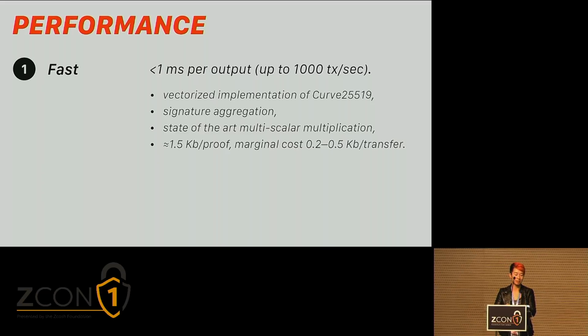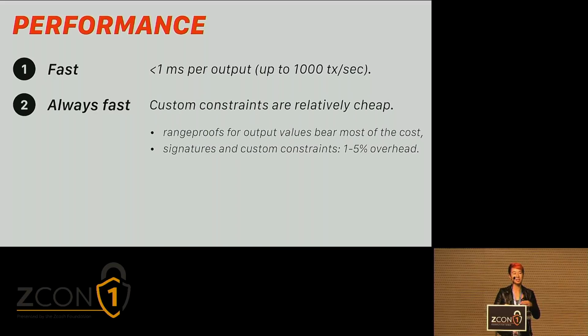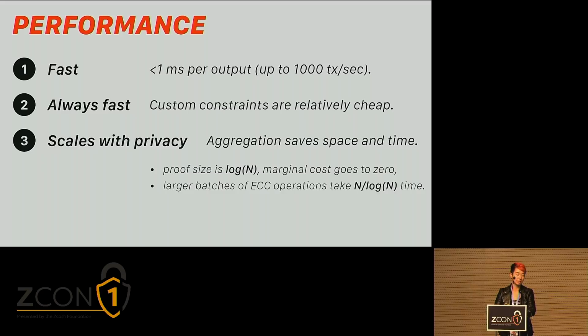So in terms of performance, Bulletproofs allows this to be very fast, along with the vectorized implementation of Curve25519 and our signature aggregation protocol, we use MuSig. So we have under 1 millisecond per output, and up to 1,000 transactions per second if you do batching. It's always fast regardless of your custom constraints. And this is because range proofs are really the expensive part of the operations. And so your custom constraints are actually really cheap, because they get added onto this logarithmic size Bulletproof proof. And it scales with privacy, as I mentioned earlier.